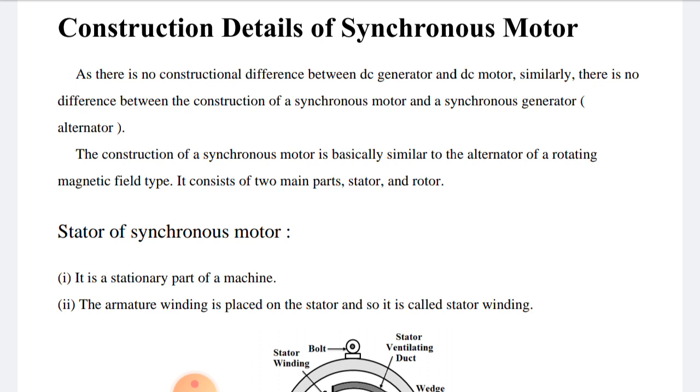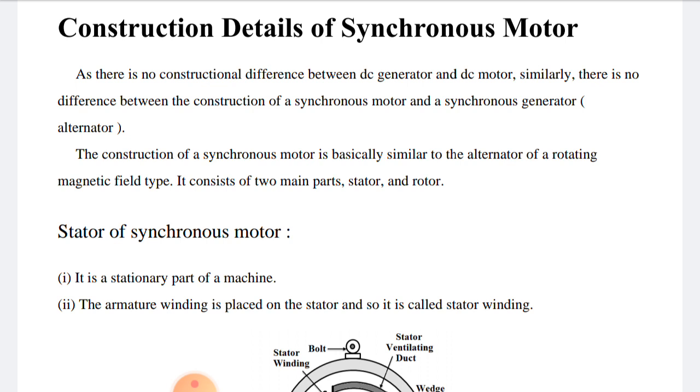It is similar in construction to an AC generator or alternator, and it works on the same principle of a three-phase induction motor. It runs at constant speed. It is a device which converts electrical energy into mechanical energy. It is a self-starting motor. It does not need any external starter to start the motor like a single-phase induction motor.